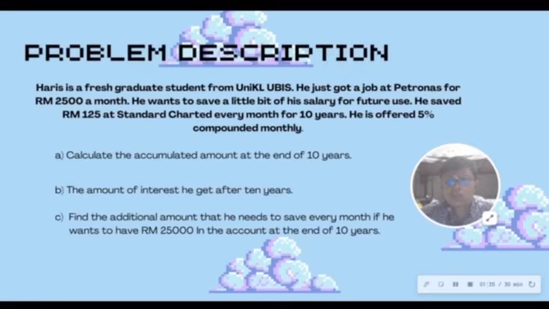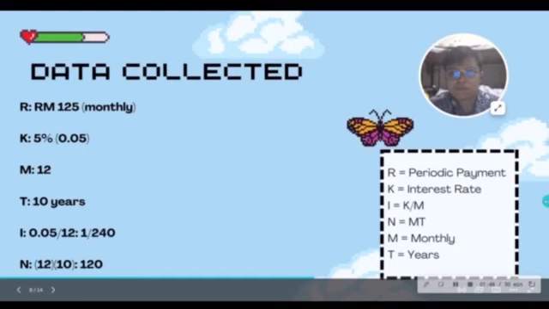First question, calculate the accumulated amount at the end of 10 years. Second question, calculate the amount of interest he gets after 10 years. And the last question, find the additional amount that he needs to save every month if he wants to have 25,000 ringgit in the account at the end of 10 years.